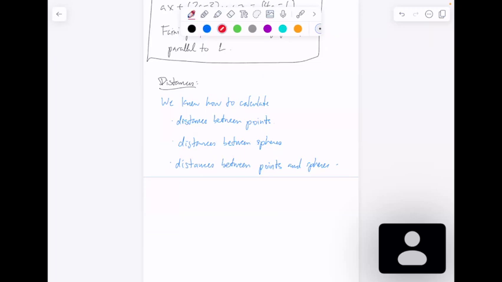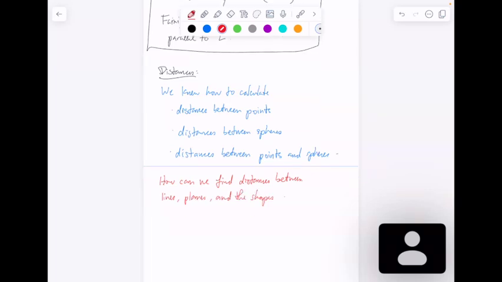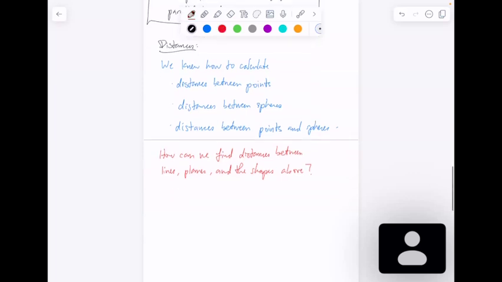But now, we know a whole other family of objects, right? Now we have lines and planes. So how do we find the distances between such objects? So between lines, planes, and the shapes above. That's a major section we have to do now. So let's start off with the distance between a point and a plane.